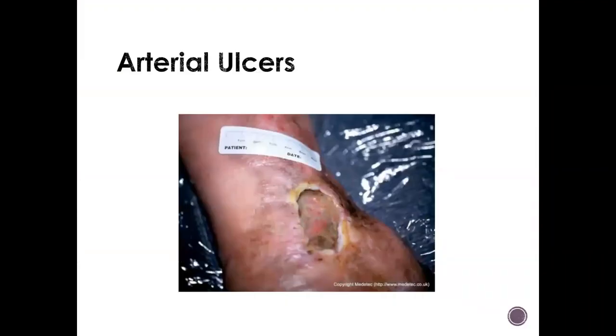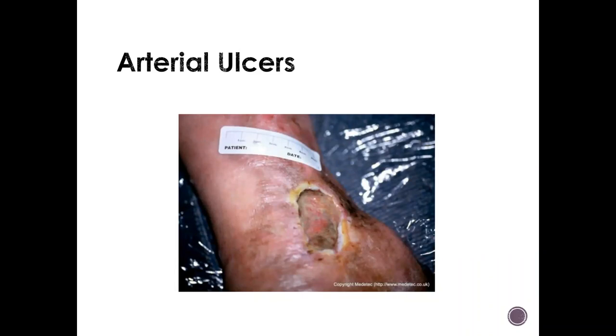Then we move on to our arterial ulcers. So this is an image of an ischemic arterial leg ulcer with a deep punch-out appearance caused by inadequate circulation of oxygenated blood to the tissue, which leads to tissue ischemia and damage. These commonly occur on the lower part of the leg, especially the ankles, toes, side of the foot, and the shin.